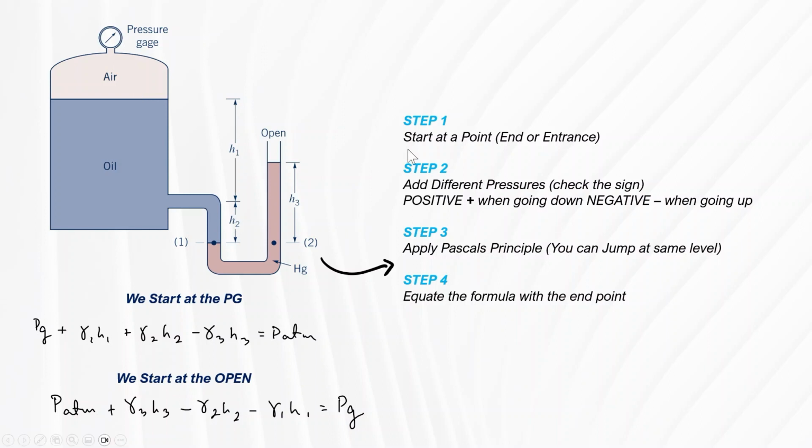Okay? So add the different pressures, check the sign: positive when going down, negative when going up. That's all there is to it. As long as we cross over from going down to going up, we change the sign. Hence, it's very important where you start your reference point. Then equate the formula with the endpoint.